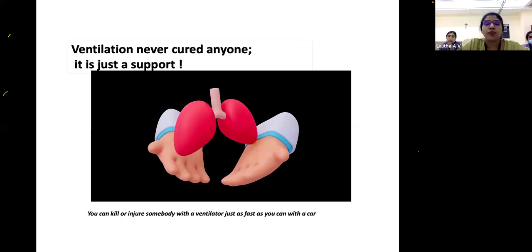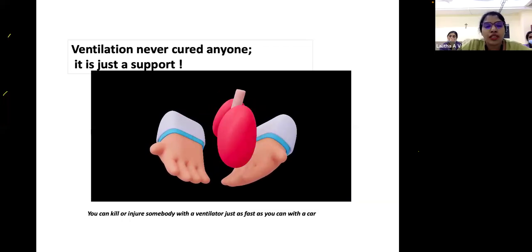So remember to support the lungs and avoid ventilation-induced lung injury.